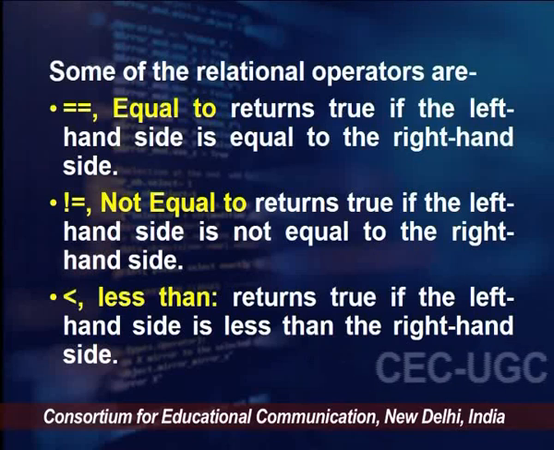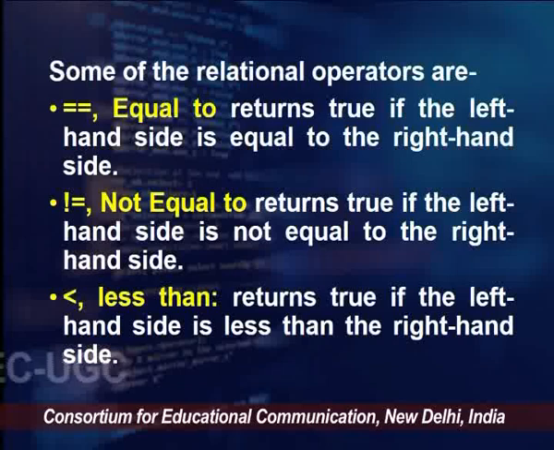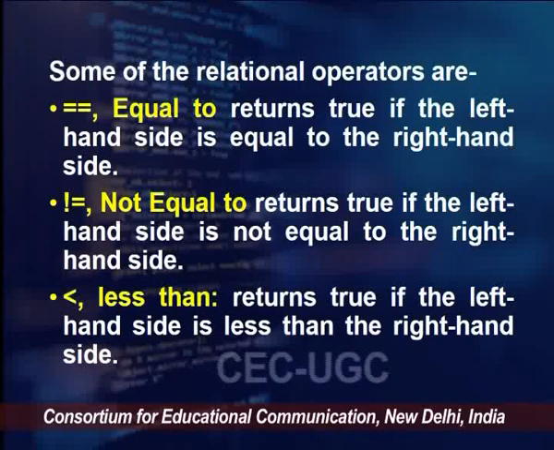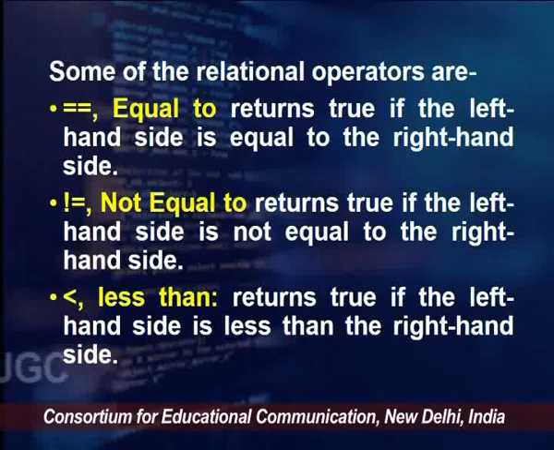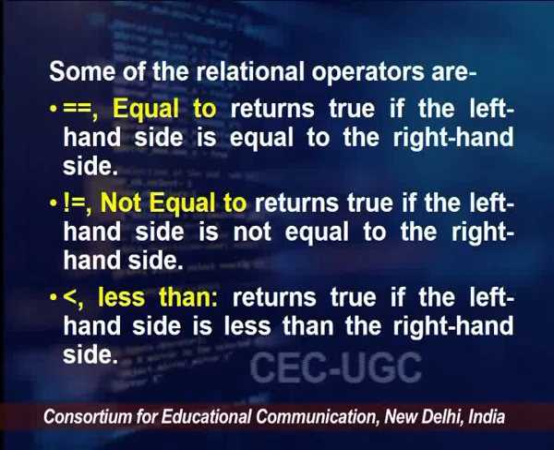Extensively used in looping statements as well as conditional if statements, the general format is variable, then the relational operator and value. Some of the relational operators are equals to, that is two times the assignment operator, pronounced as equals to. It is going to return true if the left hand side is equal to the right hand side. Then not equals to, that means equals to combined with a logical not. It returns true if the left hand side is not equal to the right hand side.